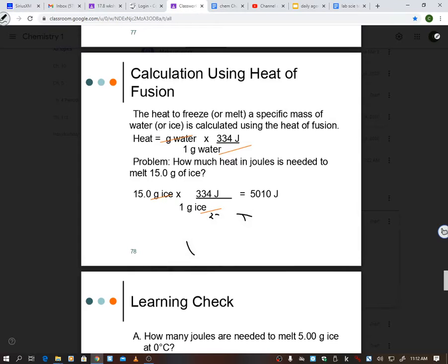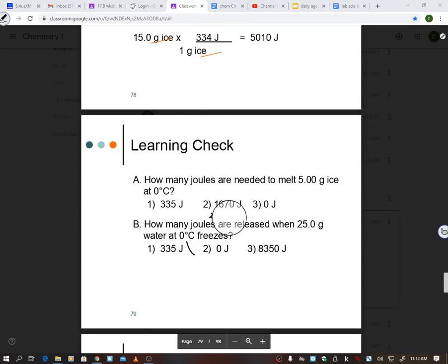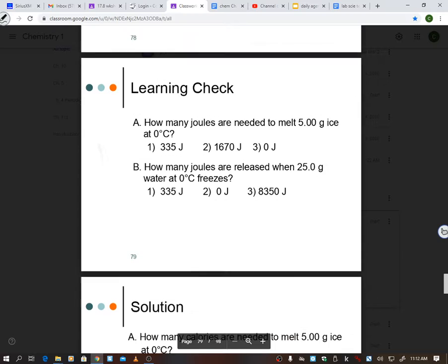That is not wanting to erase. There, now well. Okay, so let's look at this learning check then.